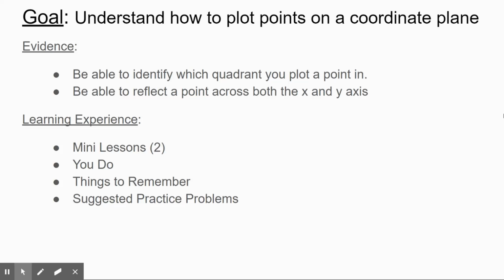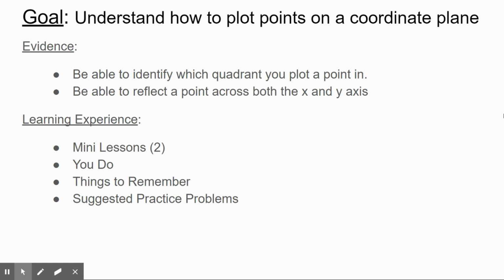In this video, we're going to understand how to plot points on a coordinate plane. So, evidence-wise, we're going to talk about how you identify which quadrant your point is going to be in, and we're also going to talk about how you can reflect a point across both the x and y axes.